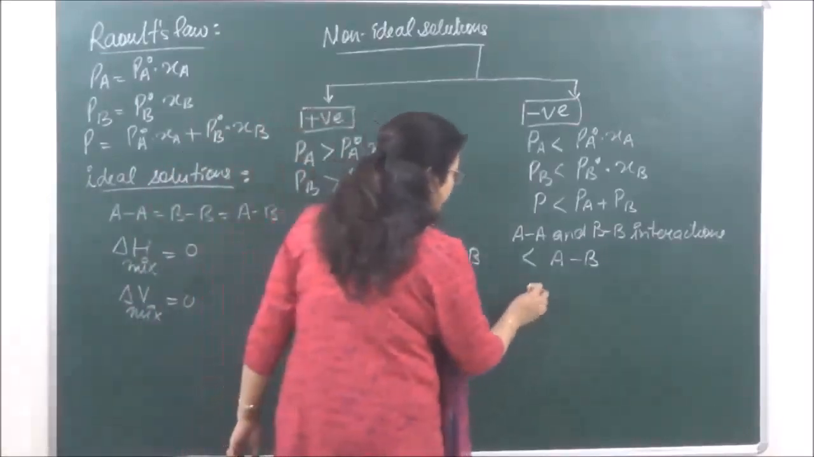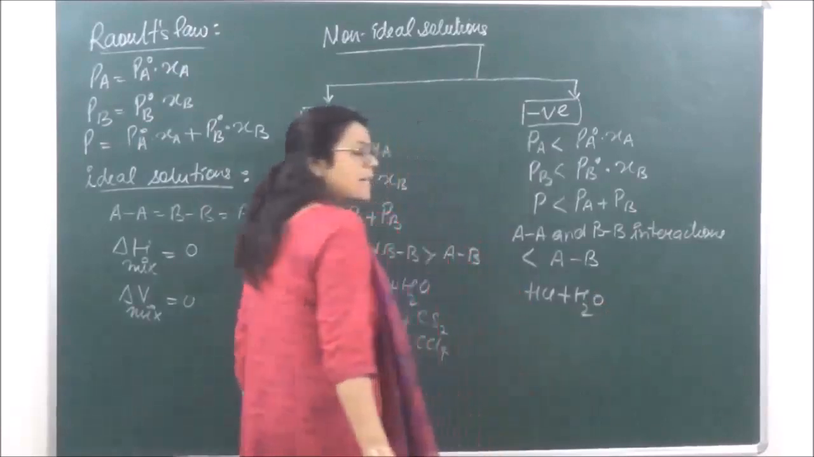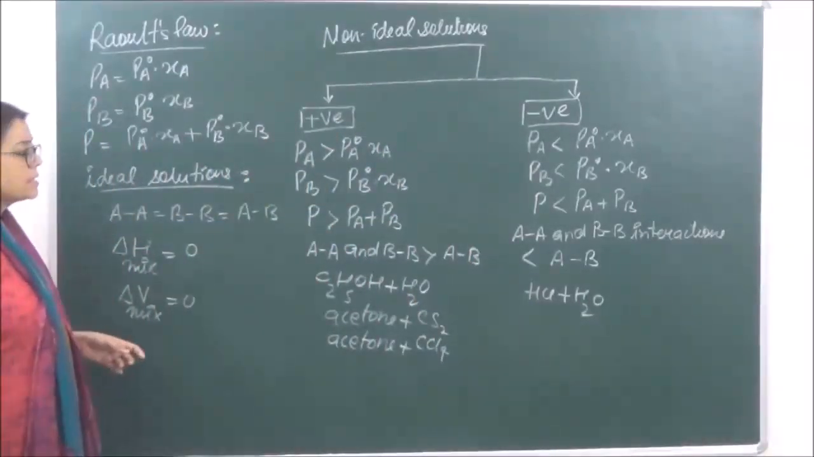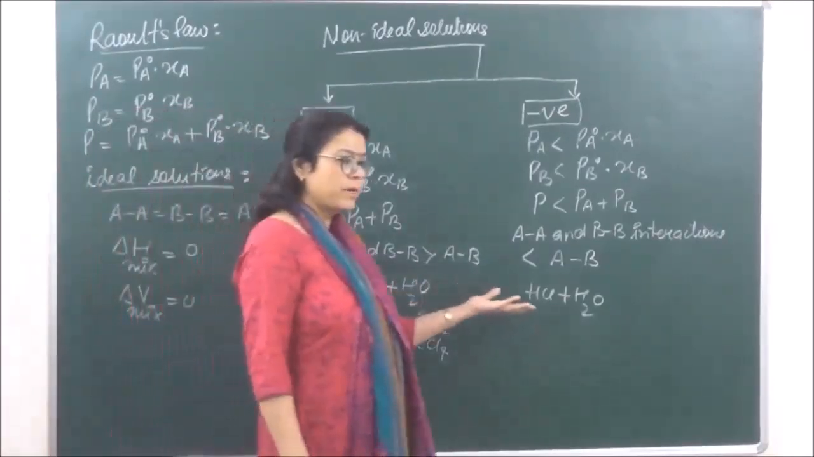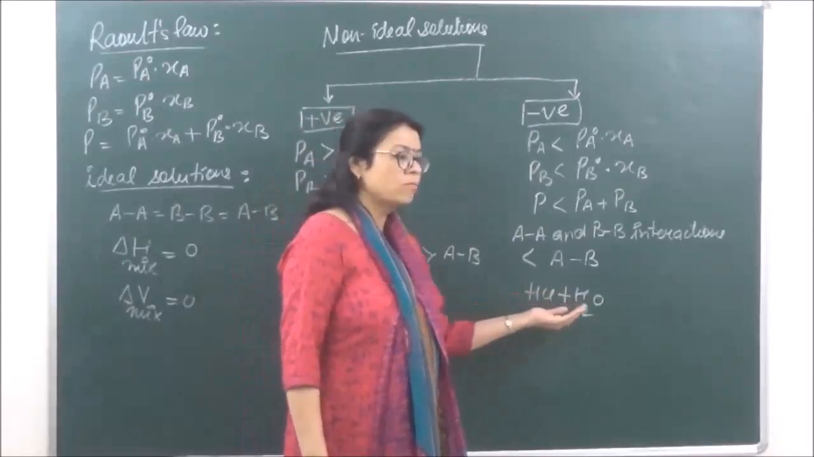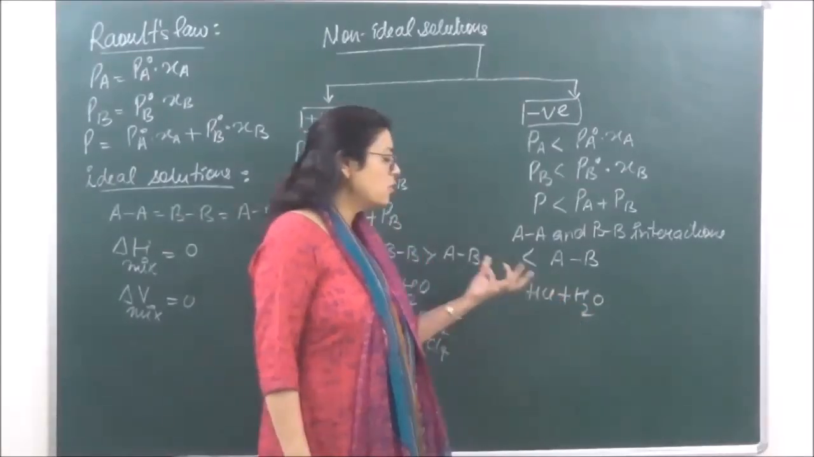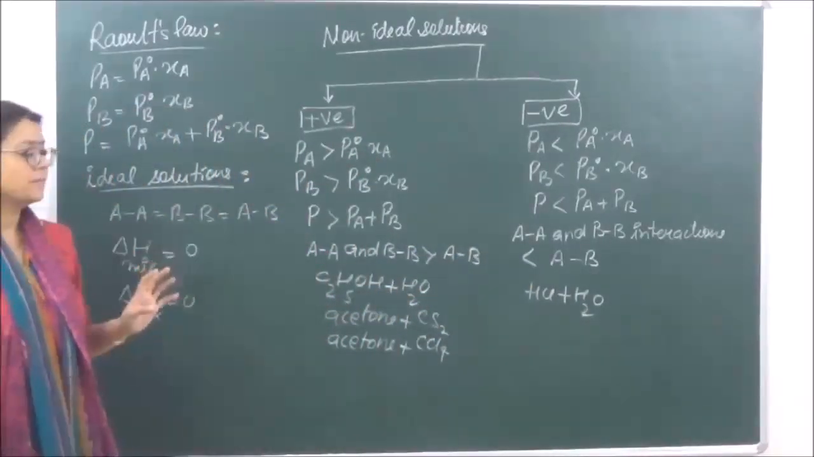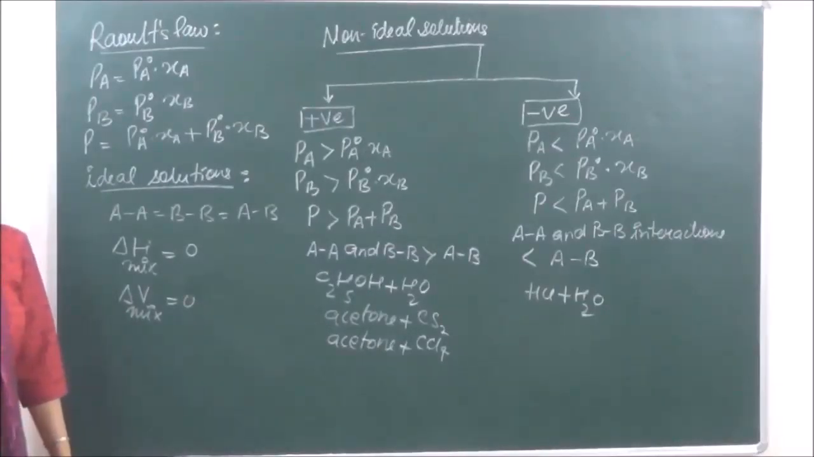An example which we can take over here is that of HCl and water. Okay. Now in this case, what is happening in HCl and water? The hydrogen bonding in HCl is not present. But when HCl forms a bond with water, they form hydrogen bonding, as a result of which strong bonding occurs between HCl and water, and the solution shows negative deviation.